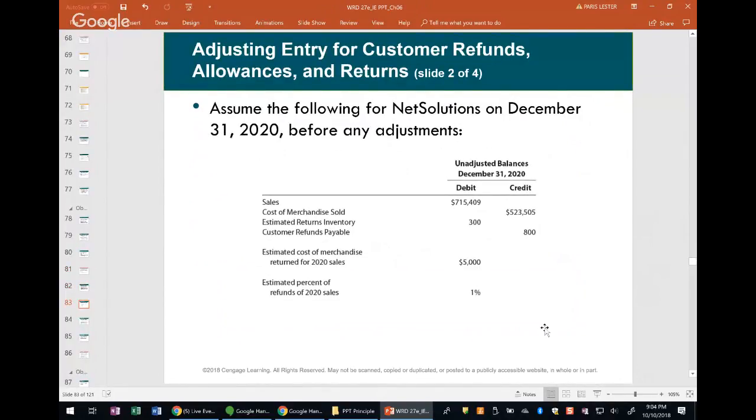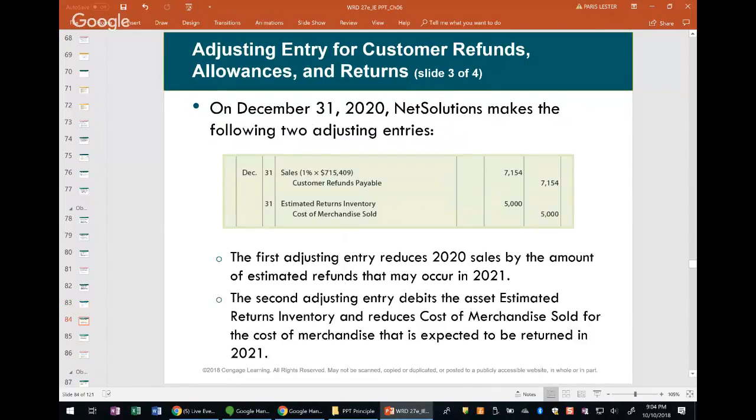Okay, now customer refunds. Now here are your unadjusted balances for sales. Now here's estimated inventory 300, customer refunds payable 800, an estimated cost of merchandise return. I don't like some of those accounts, but we have to live with them. If you estimate that 1% of your sales is going to be returned, then you debit sales to take it out of sales. That reduces sales. And you credit customers' refunds payable. All right. And then, of course, estimated returned inventory.